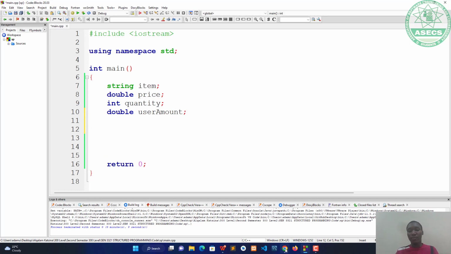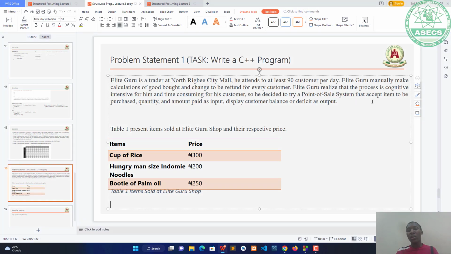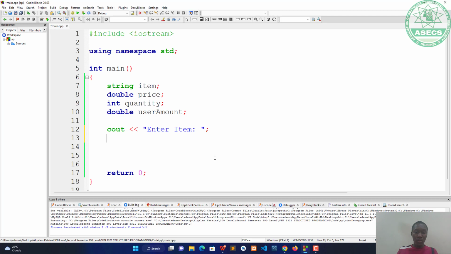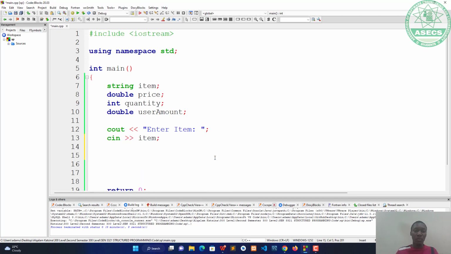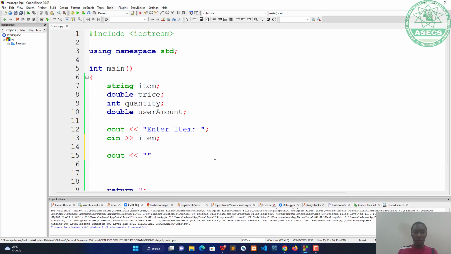Alright, now over here what it is saying is that the system should accept the item, all of them to be accepted as input. So now just cout enter what? Item, right? Now just say what? cin item. It's called cin input. So I'll do the same thing for the other ones, like what? Price. Enter what? Price. cin item price.